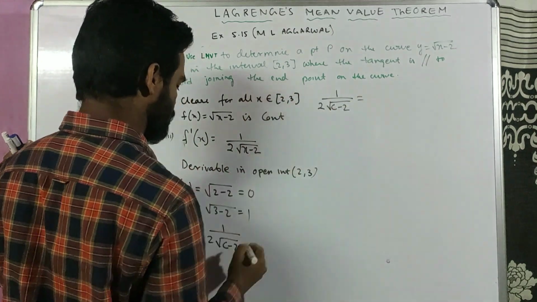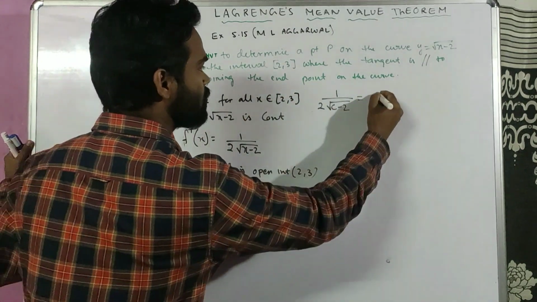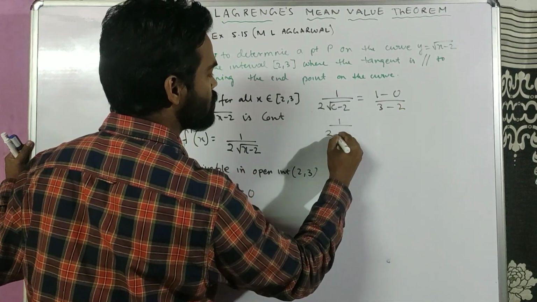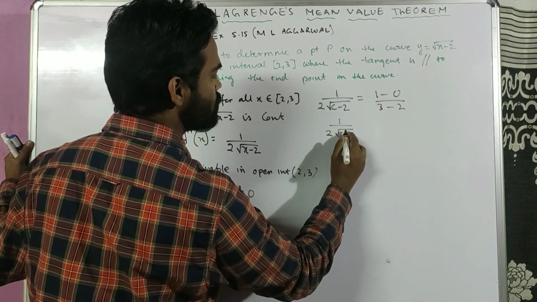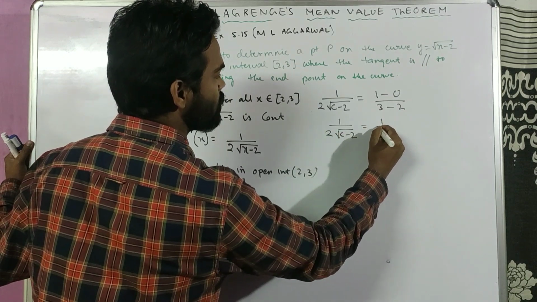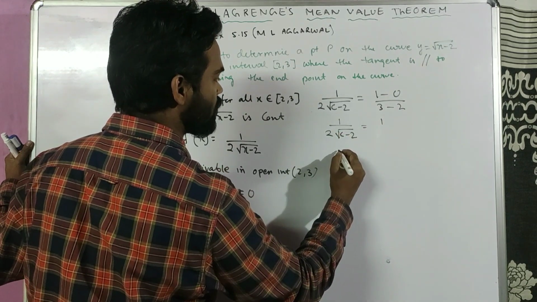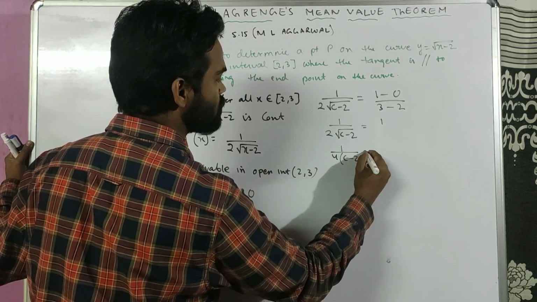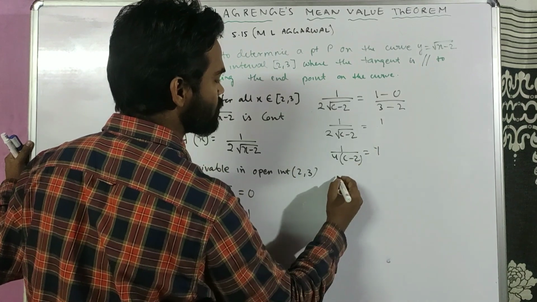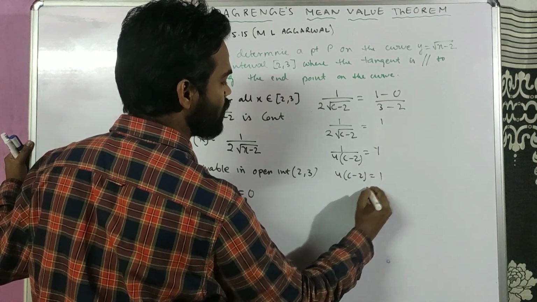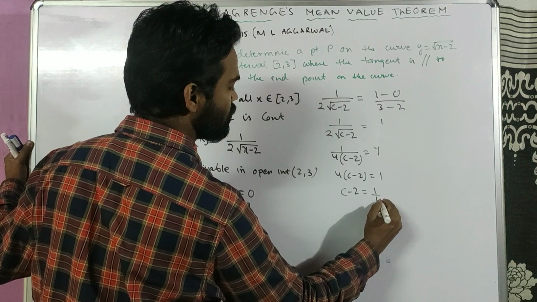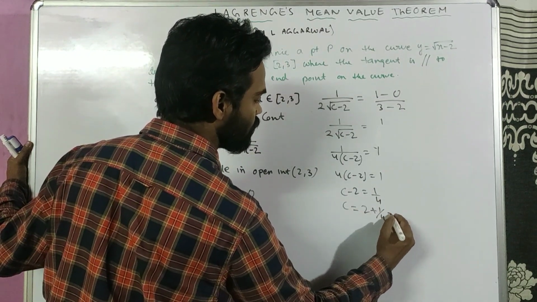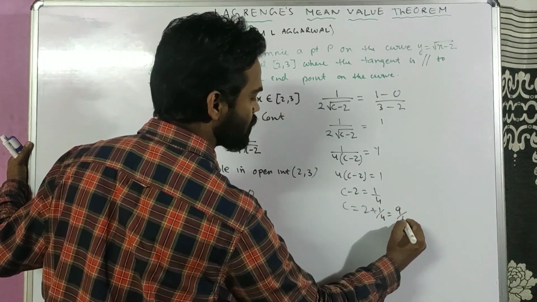Which means this will be equal to f(b) minus f(a) by b minus a, which means 1 by 2 root c minus 2 is equal to 1 by 1, that's 1, which means squaring both sides, so 1 by 4 into c minus 2 equals 1, which means c minus 2 equals 1 by 4, which means c equals 2 plus 1 by 4, that's 9 by 4.